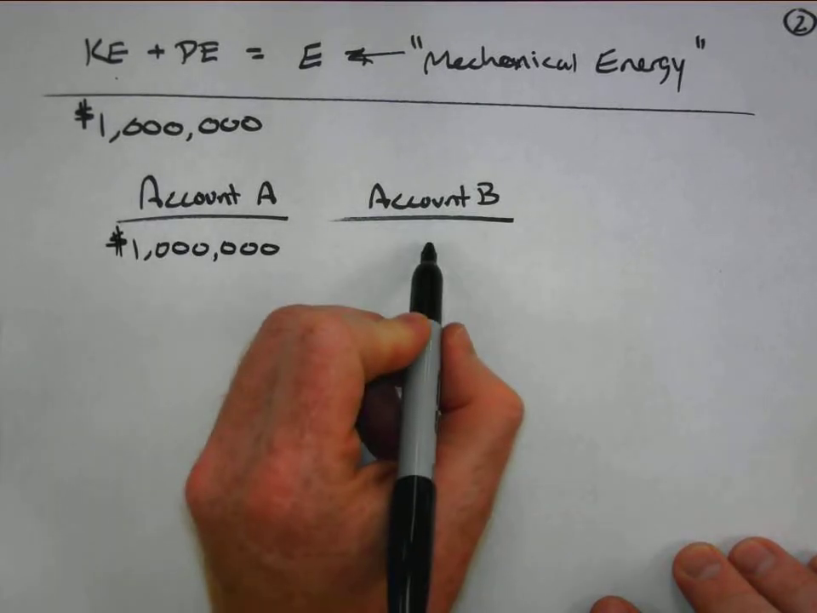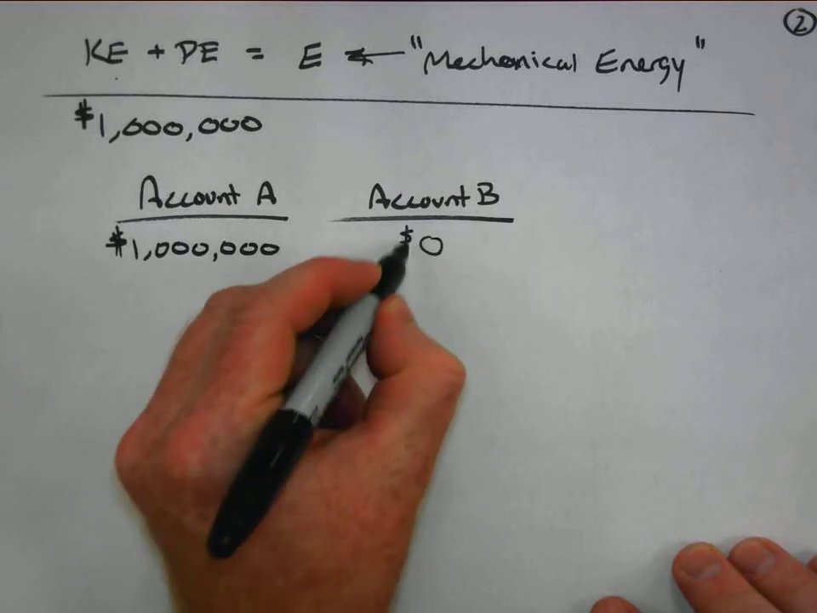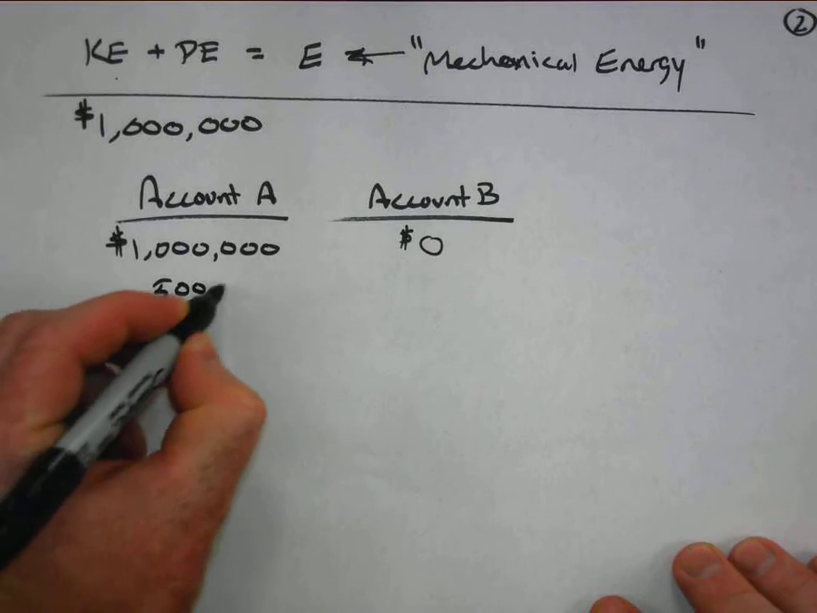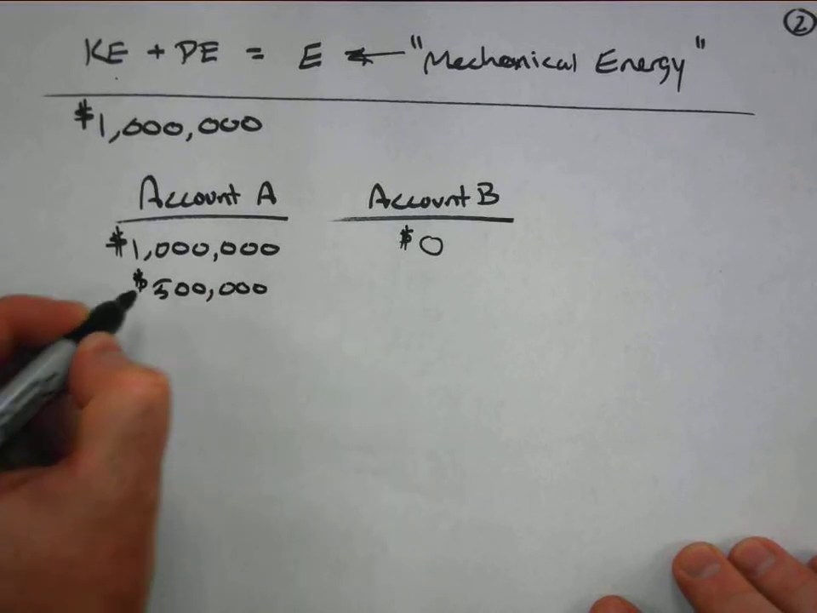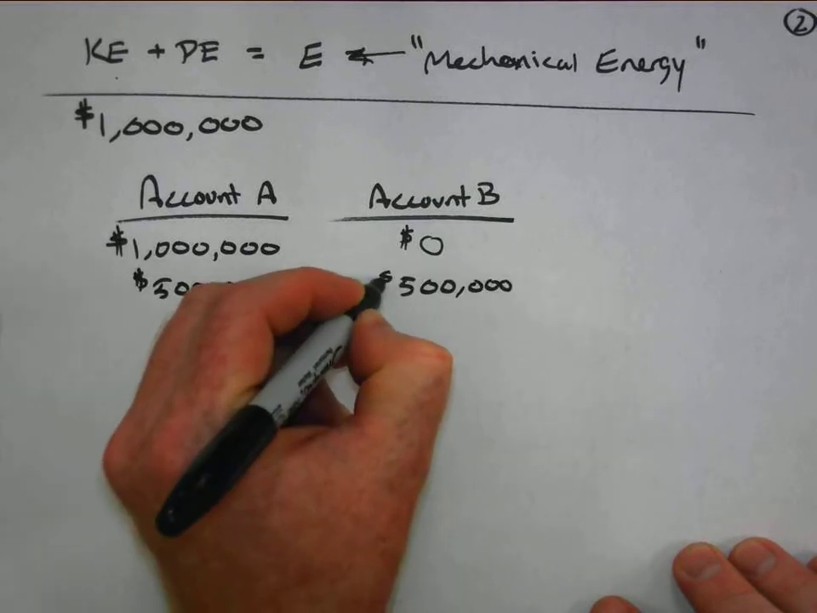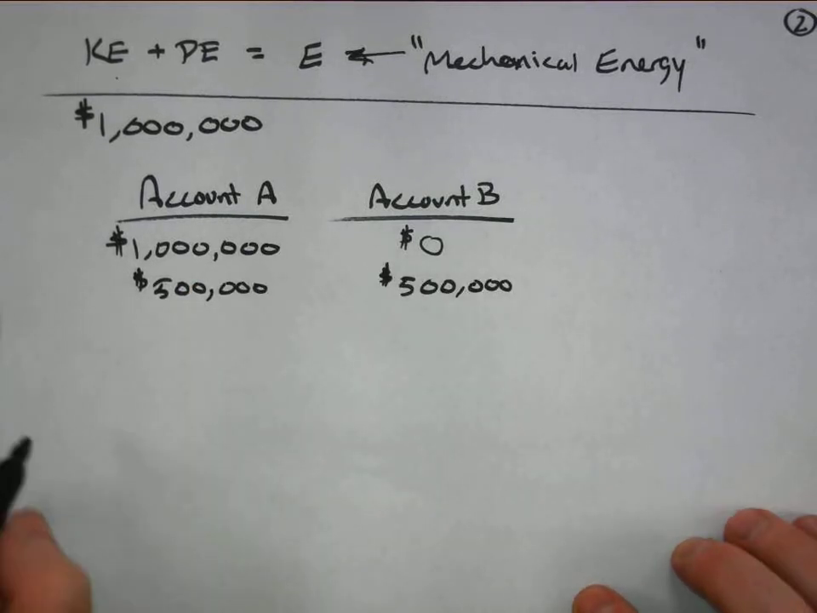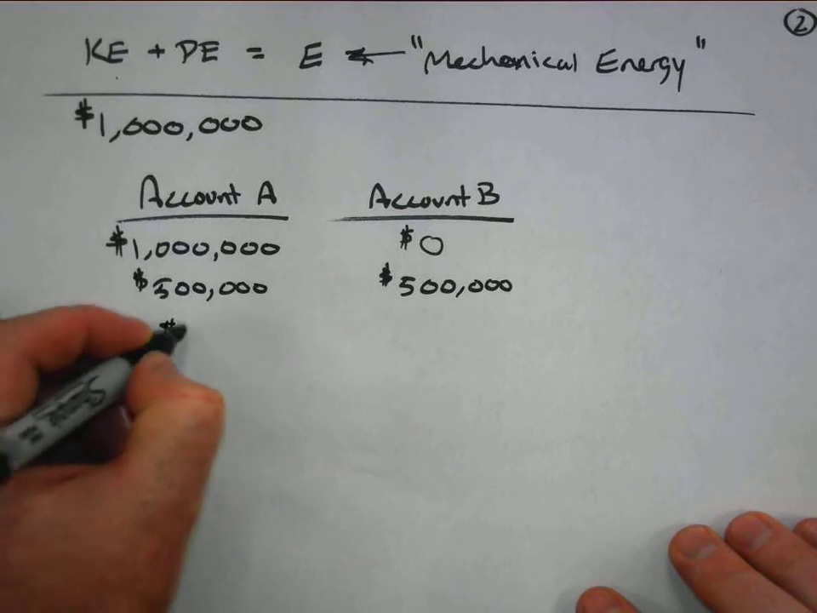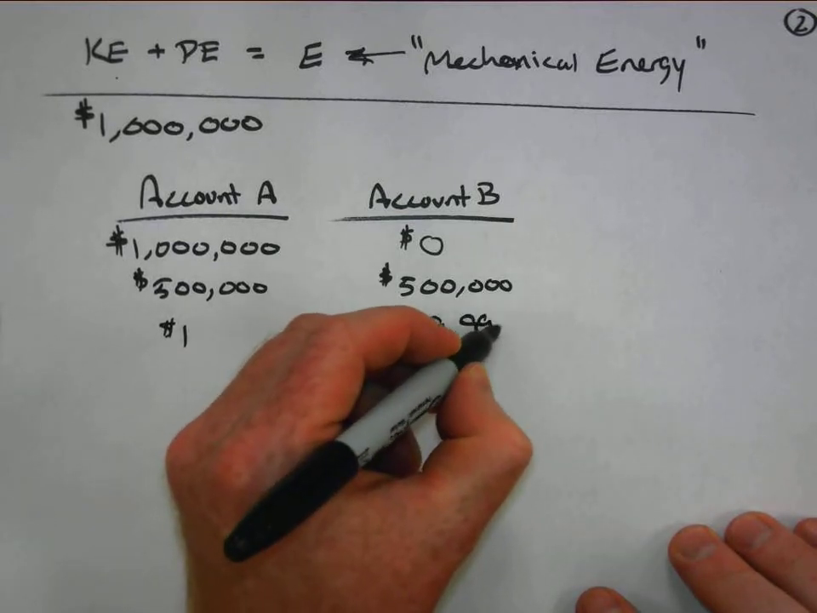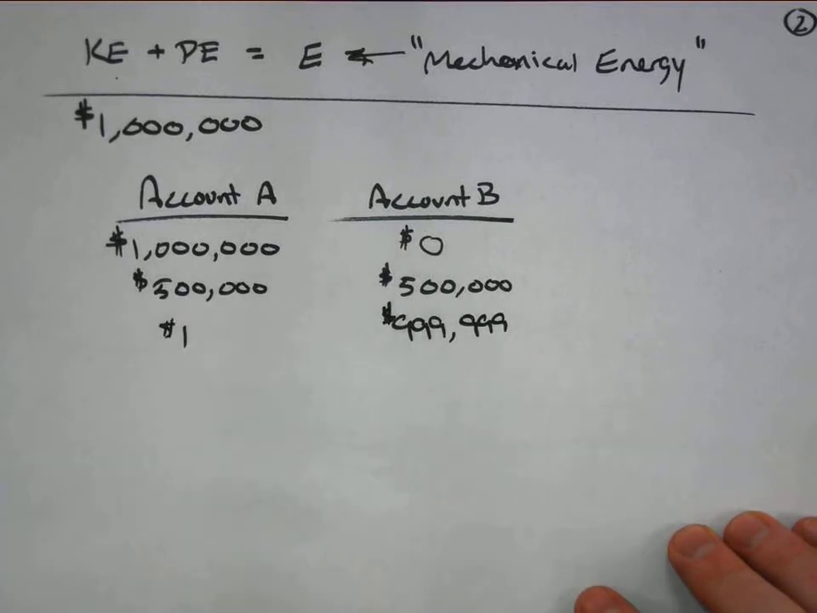Then how much must go into account B? Nothing. Let's say you kind of split it even. You got 500,000 here, and that means you have 500,000 to put in account B. And you can do something a little silly, like you can say, I'm going to put $1 there. Well, that leaves you with $999,999 for the other account.